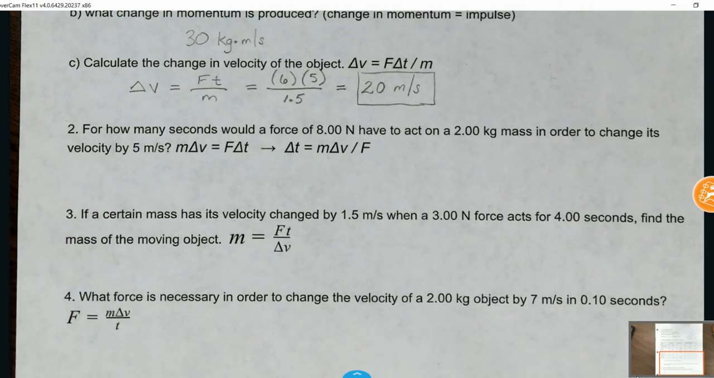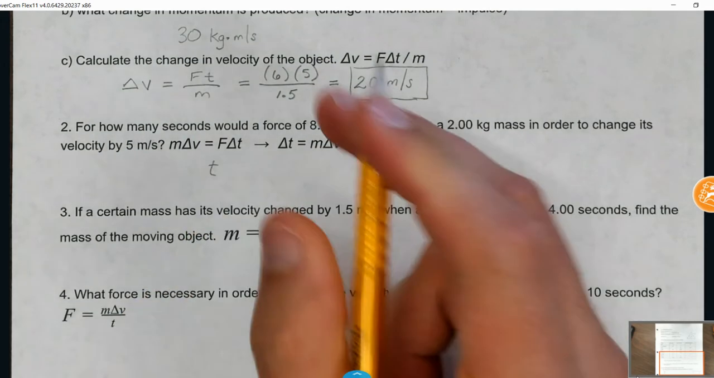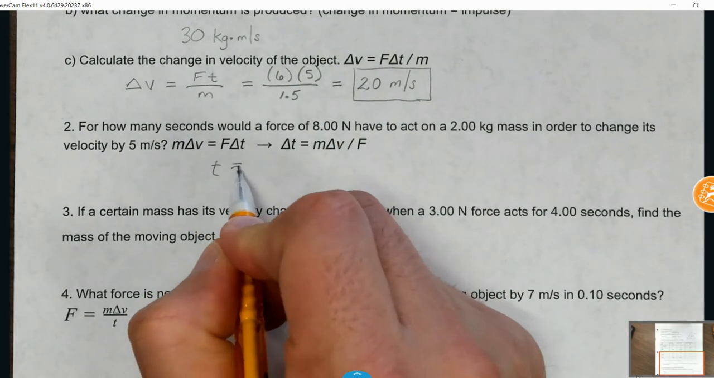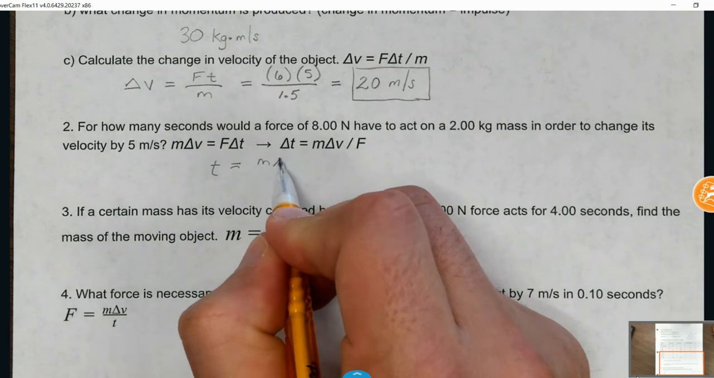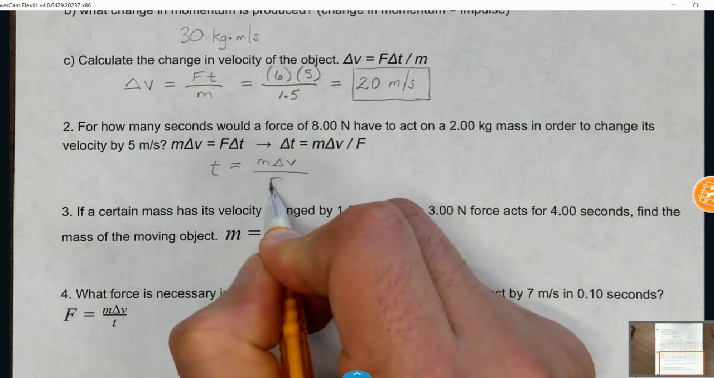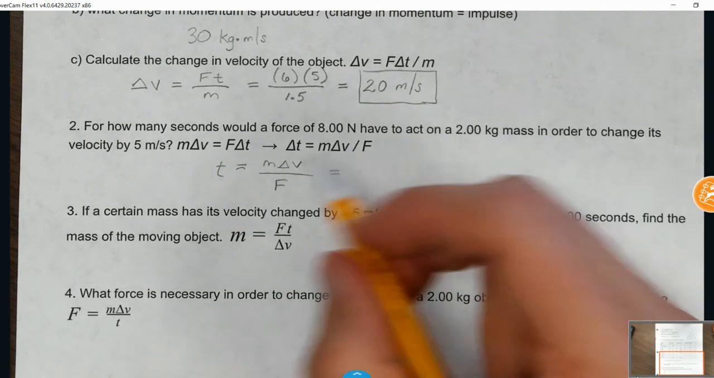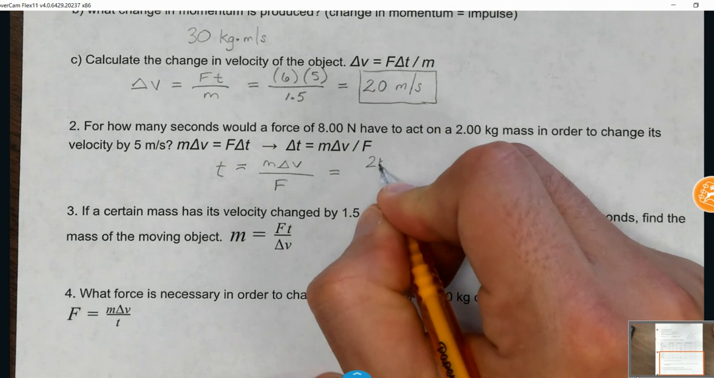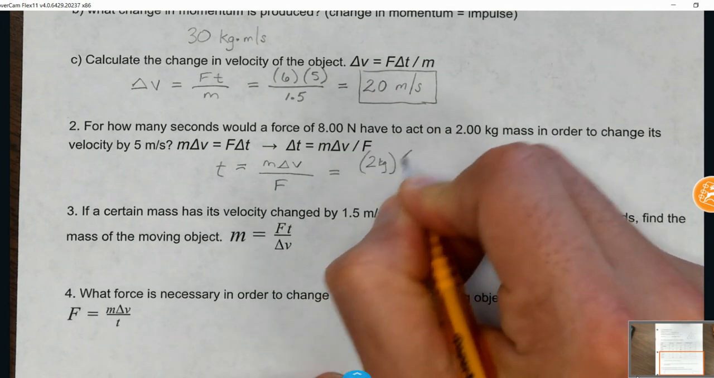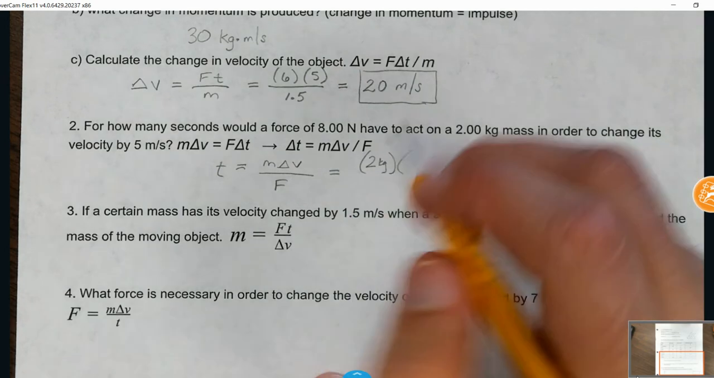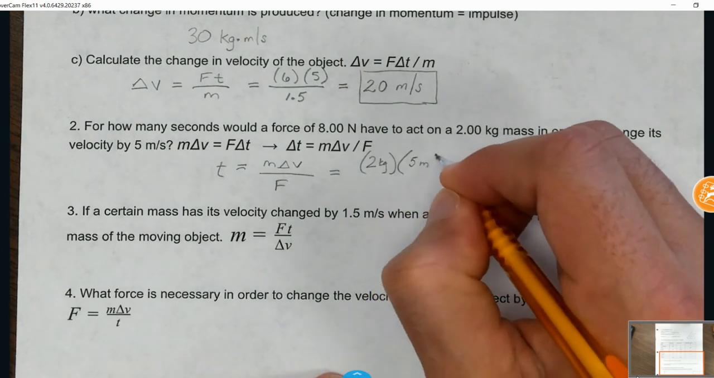For how many seconds would a force of 8 newtons have to act on a 2 kilogram mass in order to change its velocity by 5 meters per second? So I gave you the equation there. Time, or change in time, is going to equal mass times change in velocity over the force. And we have those variables in here somewhere. Mass was 2 kilograms times a change in velocity of 5 meters per second.